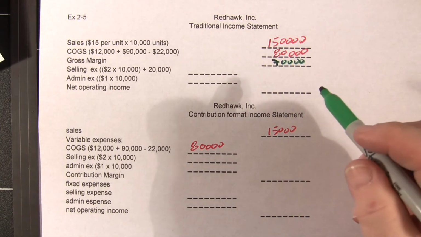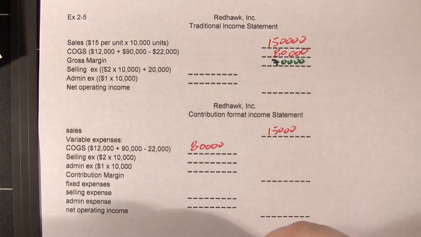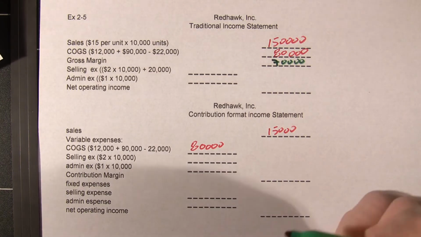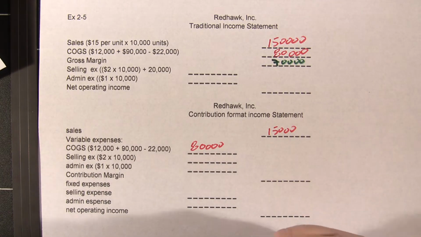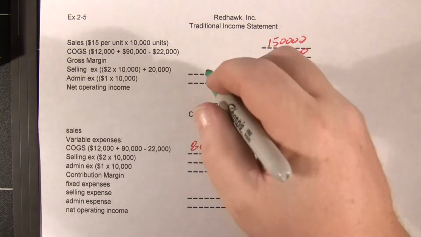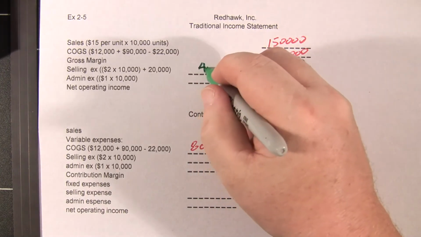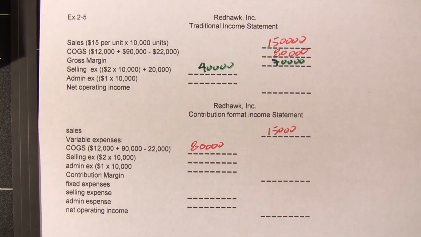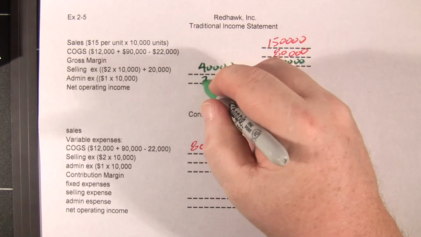We then have our selling expenses and our administrative expenses. Now, under the traditional method, we include both variable and fixed, so we're told that we have $2 per unit variable selling plus 20,000 fixed. That gives us 40,000 total selling expenses. And the same with administrative expenses. It's $1 per unit times 10,000 units plus the $15,000 fixed. Together that gives us 25,000.